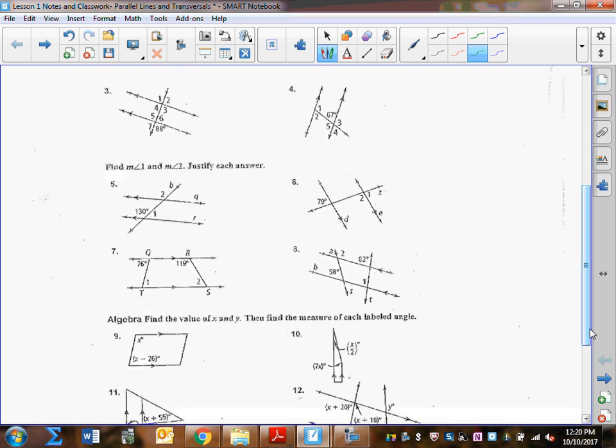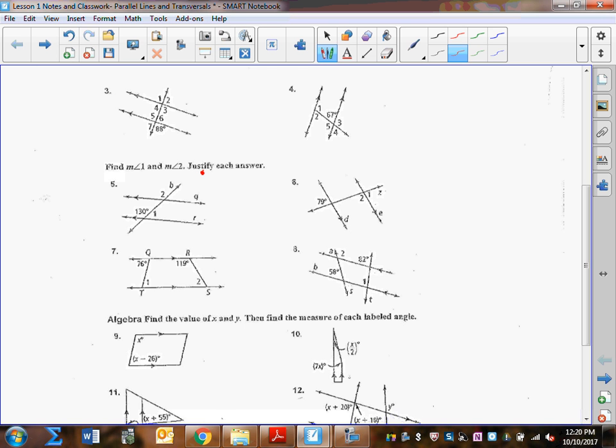The 5, 6, 7, and 8. So it says find measure of angle 1 and measure of angle 2, and then justify each answer. So let's go take a look at just number 5 here. So find measure of angle 1 and measure of angle 2. So we need to actually have some numbers with it, whereas before we were just identifying what was congruent. But we're still justifying. Make sure you read and follow all directions.